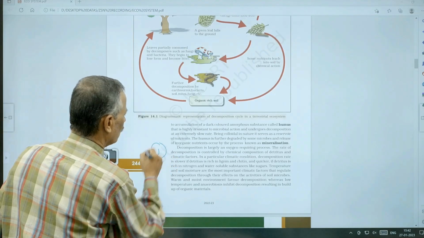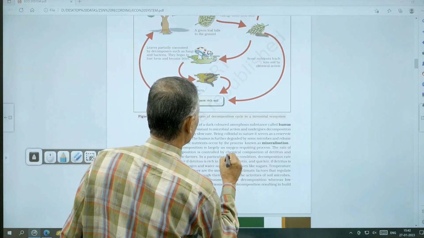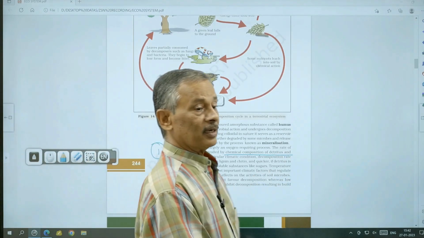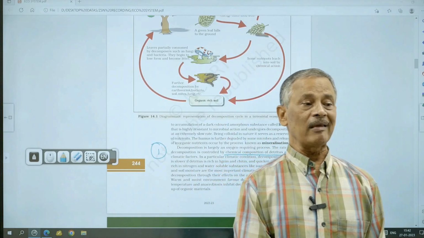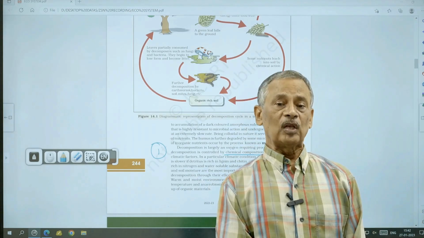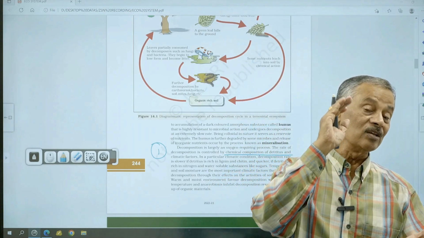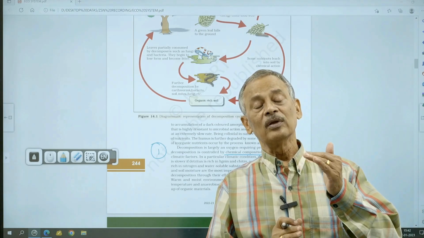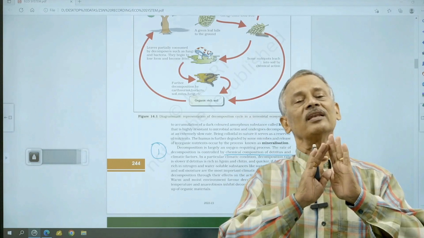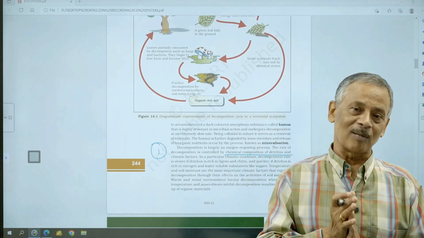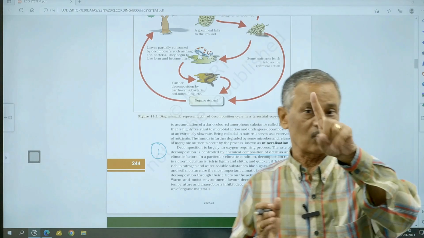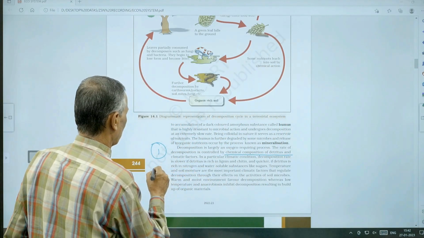What are they? One is the chemical composition of the detritus. Why? Because if the detritus is made up of very hard material like lignin, chitin, etc., or cellulose, the rate of decomposition will be slow. Instead, if it is very rich in soluble, organic, nitrogenous materials, then the rate of decomposition will be faster. So what is the chemical by which these detritus are made up of? That is number 1. Number 2, climatic factors.